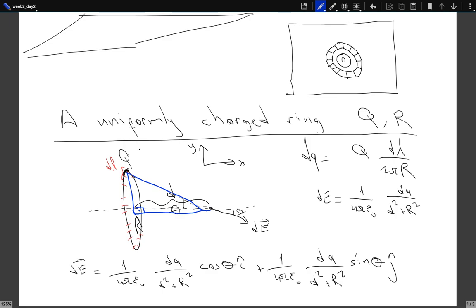You see, if I rotate my ring, nothing should change. If I rotate the ring, the electric field will not be in the horizontal direction anymore, but still it will be along this line pointing away from the ring if Q is positive. If Q is negative, it will be pointing towards the ring.